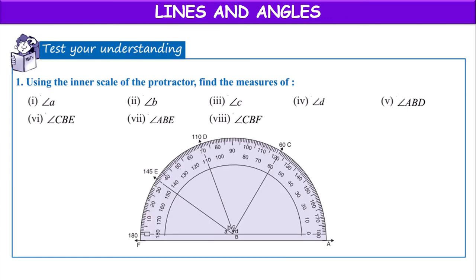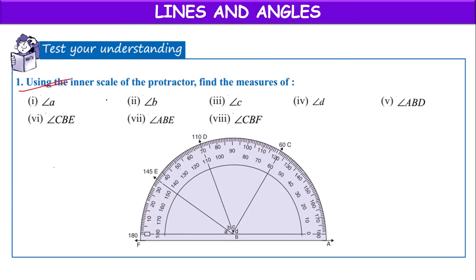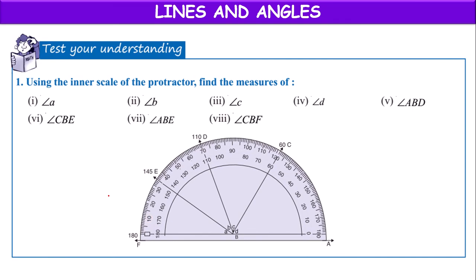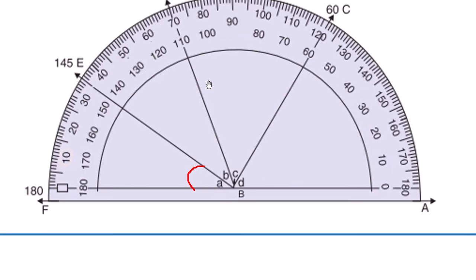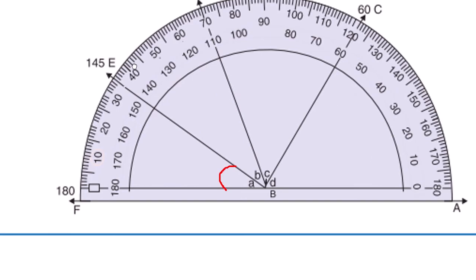Next, let's try to solve some questions. Using the inner scale of the protractor, find the measure of angle A, angle B, angle C, angle D, angle ABD, CBE, ABE, CBF. Same method, children. Just now what we have done, you have to find in the same manner. Using what? Using the inner scale.